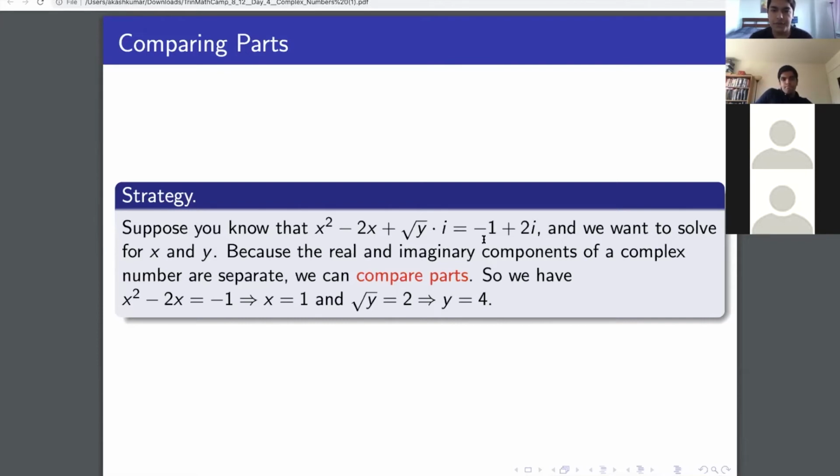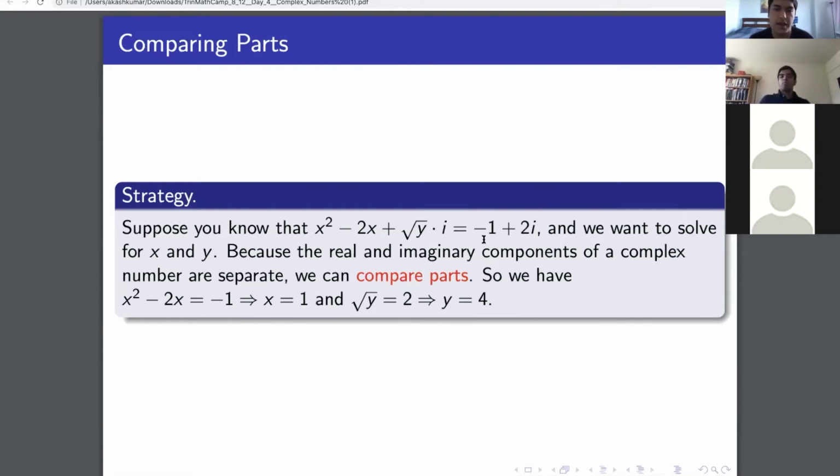So because the real and imaginary components of a complex number are separate, we can compare parts. So really what this is saying is that if you have two complex numbers that are equal, the real parts have to be equal and the imaginary parts have to be equal. So you can try to think back to the plane, which I'm sure you're more comfortable with. Two points are equal only if their x coordinates are equal and their y coordinates are equal. So it's a very similar thing here.